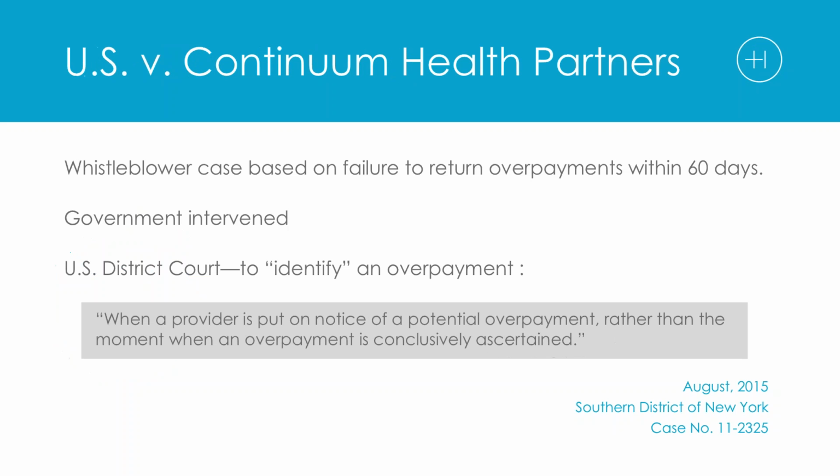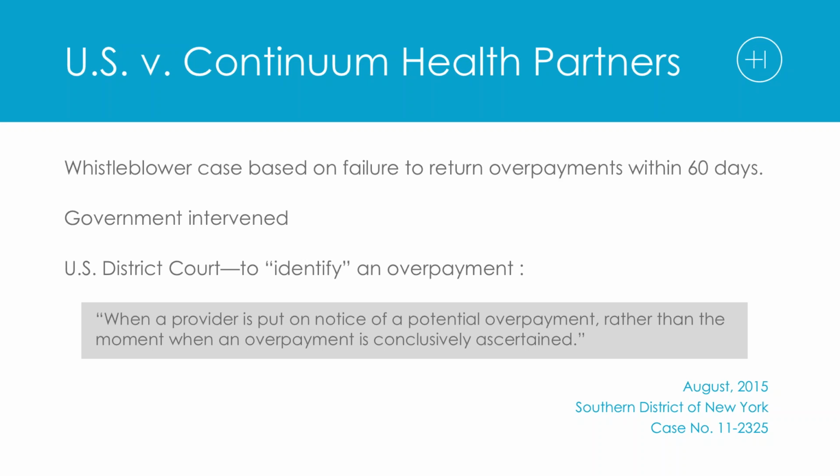What I want to share with you in this next slide is a legal case where a whistleblower brought a case based on the failure to return overpayments within 60 days. The government intervened in this case, went to court, and the U.S. District Court commented on what it meant to identify an overpayment, which I'm equating with the clock starting to tick. They said it is when a provider is put on notice of a potential overpayment, rather than the moment when an overpayment is conclusively ascertained. What does that all mean?